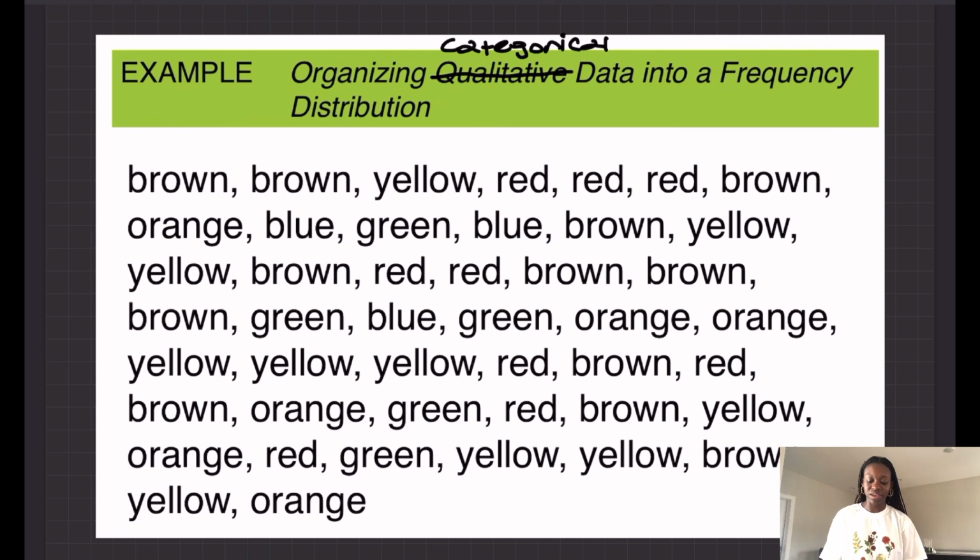Qualitative data being how something is presented in a data set. So we're gonna be organizing this data set of colors into a frequency distribution by counting the occurrence of each color, making it into a table, finding the total number of colors so that can be our denominator, and then using that fraction to find the decimal, to find the percent, to find the relative frequency. Oh wow, okay, let's do this.